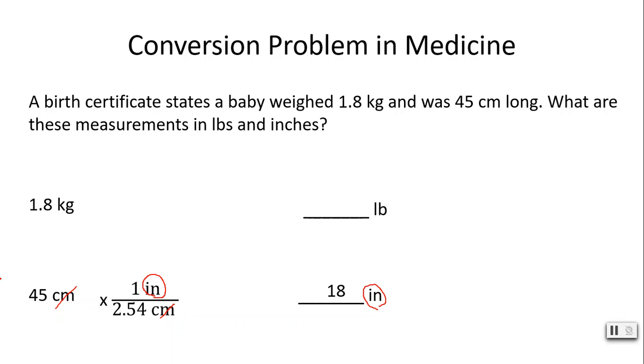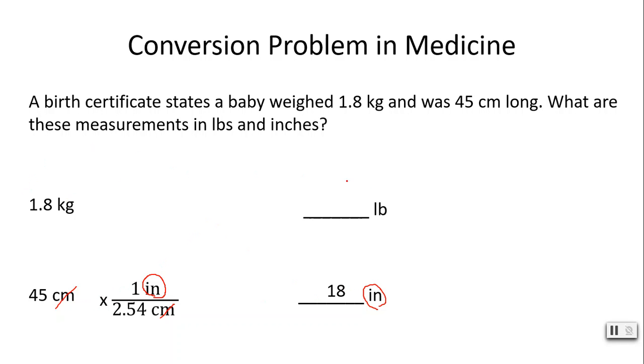My final answer is going to have 2 significant figures because my starting given value has 2 significant figures. But remember, all conversion factors are exact numbers. They have infinite sig figs. And so 45 times 1 divided by 2.54 should give you a final answer of 18 when rounded to 2 sig figs. So that's converting centimeters to inches.